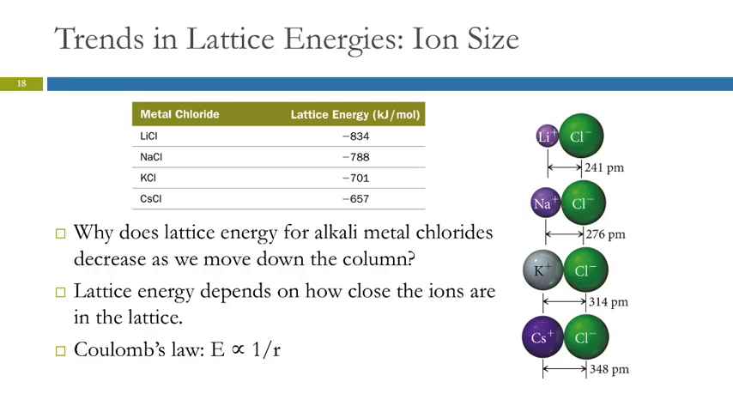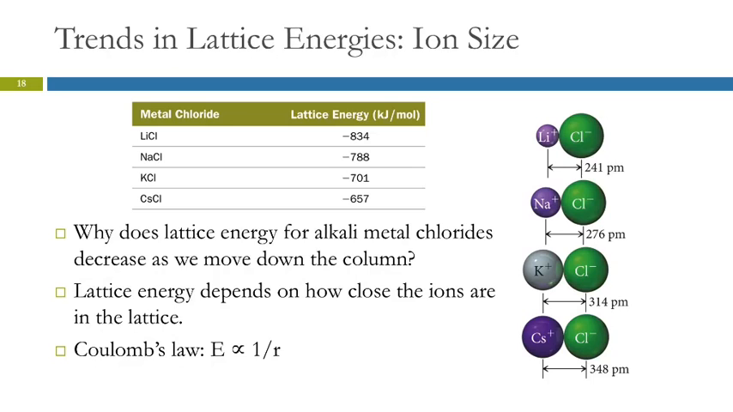So there are trends in lattice energies, and it has to do with ion size and also with the charges of the ions. So here in this table, we're looking at metal chlorides: lithium chloride, sodium chloride, potassium chloride, cesium chloride. These metals are all alkali metals in group 1. And if we compare their lattice energies, we see that as we're going down in this group, the lattice energy is becoming less negative. So negative lattice energy means a lot of energy is being released, and this smaller negative means less energy is being released.